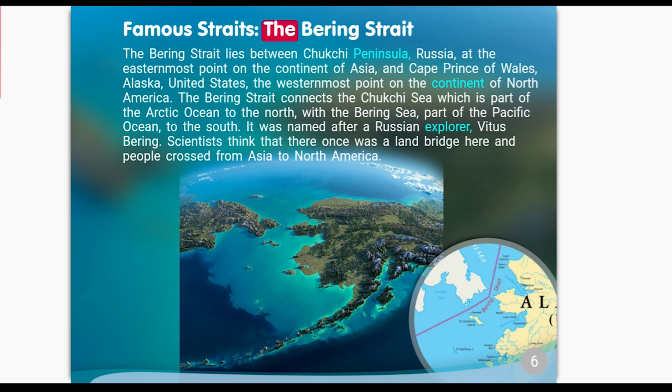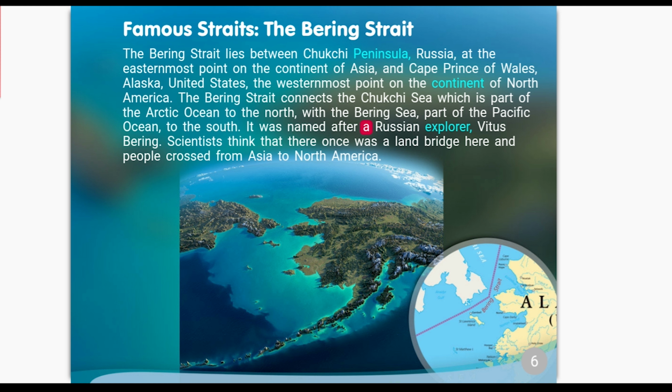Famous straits. The Bering Strait. The Bering Strait lies between Chukchi Peninsula, Russia, at the easternmost point on the continent of Asia, and Cape Prince of Wales, Alaska, United States, the westernmost point on the continent of North America. The Bering Strait connects the Chukchi Sea, which is part of the Arctic Ocean, to the north, with the Bering Sea, part of the Pacific Ocean, to the south.